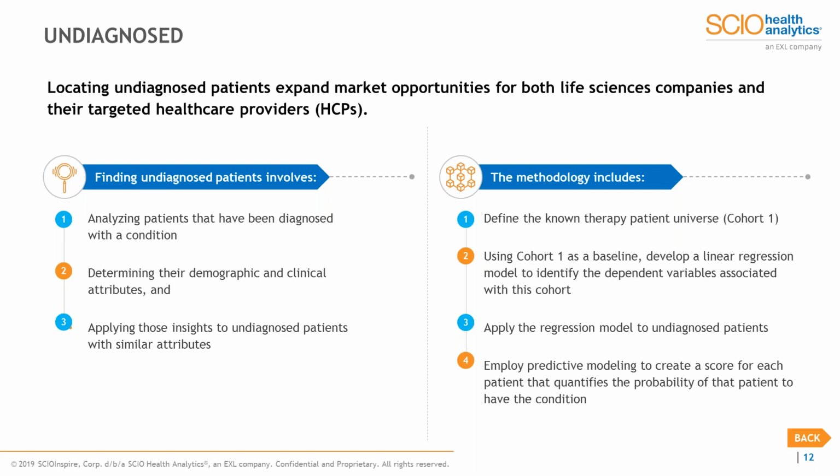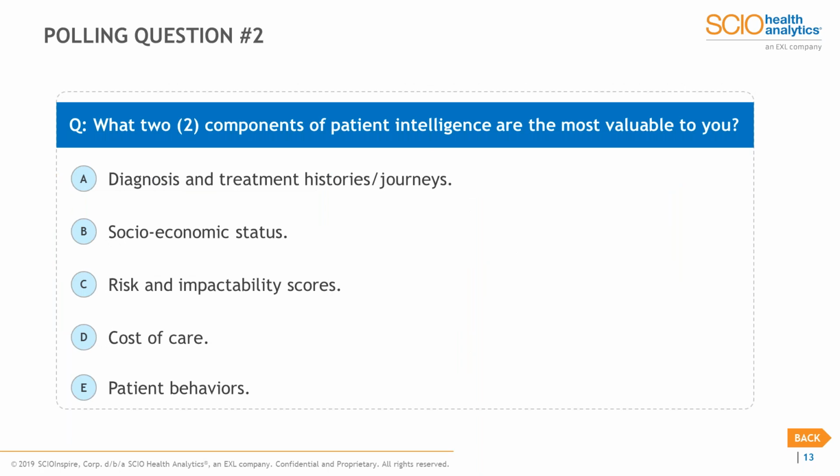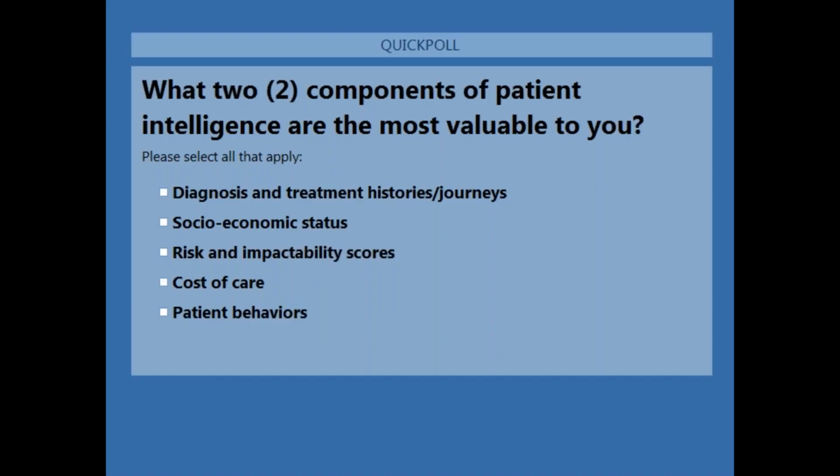Thanks, Mark. At this time, I'd invite the audience to answer polling question number 2. What two components of patient intelligence are the most valuable to you? Diagnosis and treatment histories and journeys, their socioeconomic status, risk and impactability scores, cost of care, or patient behaviors. Again, you can vote for two of these 5 potential options. Please cast your vote.